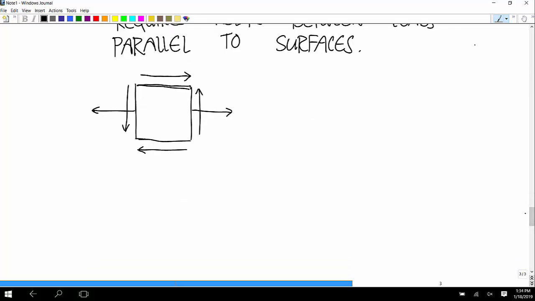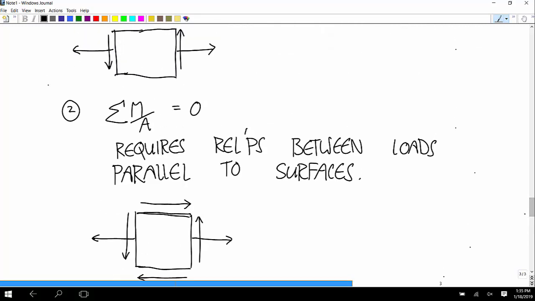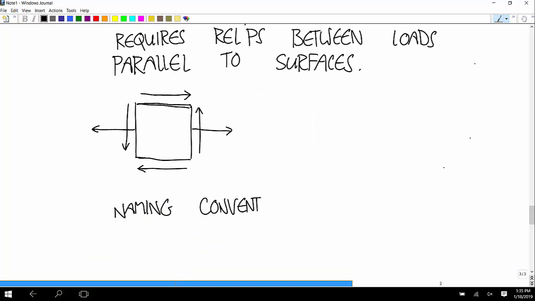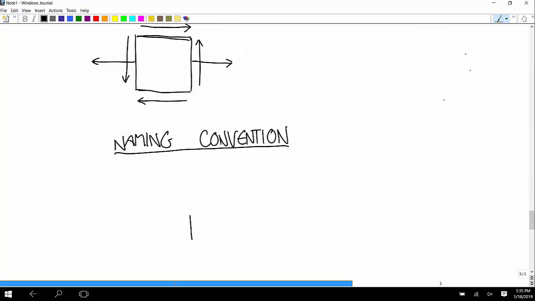And so now we need a naming convention for these things. So naming convention. Okay, so now naming convention. So here's our cube that now we're imagining this being infinitesimal.